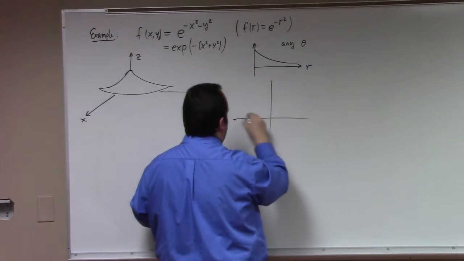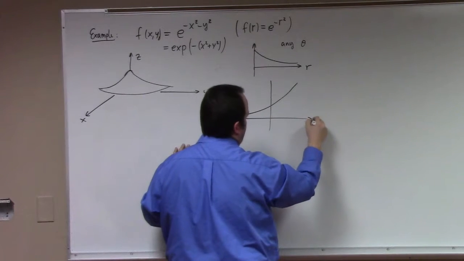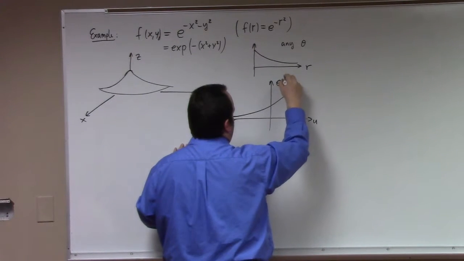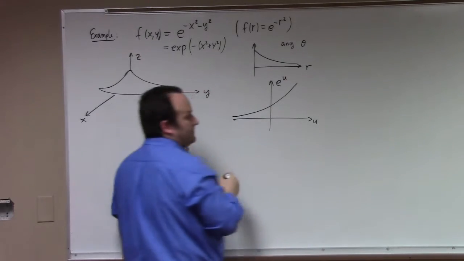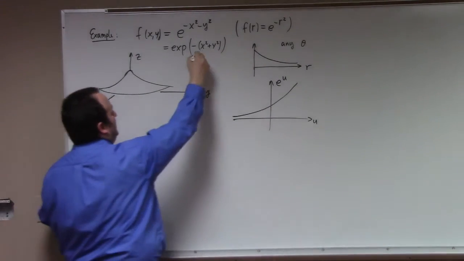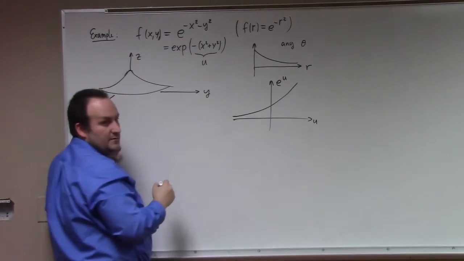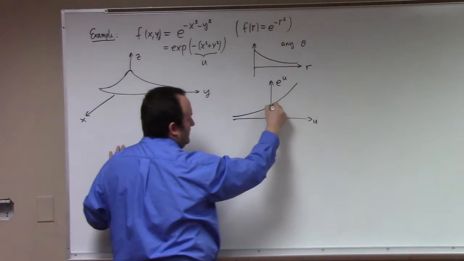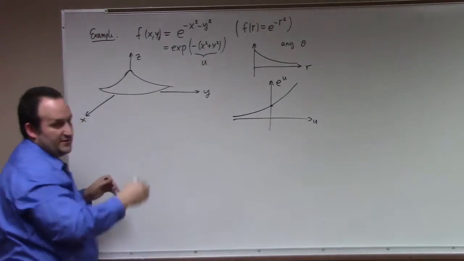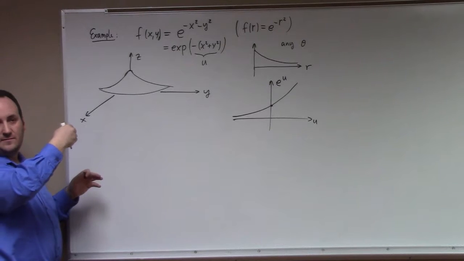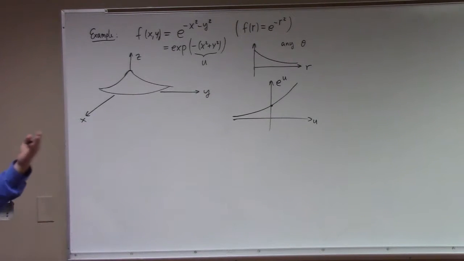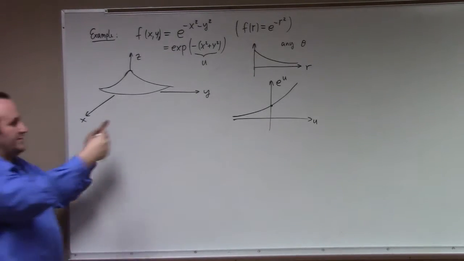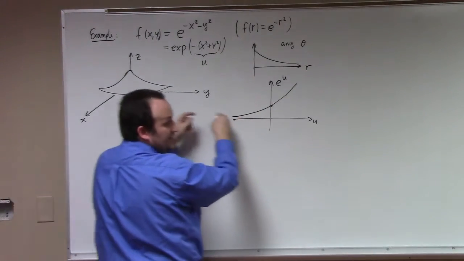Just think about e to the x as this. Let me make this u. And here, basically, I'm plotting e to the u. So think of this as being u. So for u equal to 0, it's 1. And as x and y increase, as the radius increases, we're getting more and more negative exponential. In other words, value-wise we're going like that.